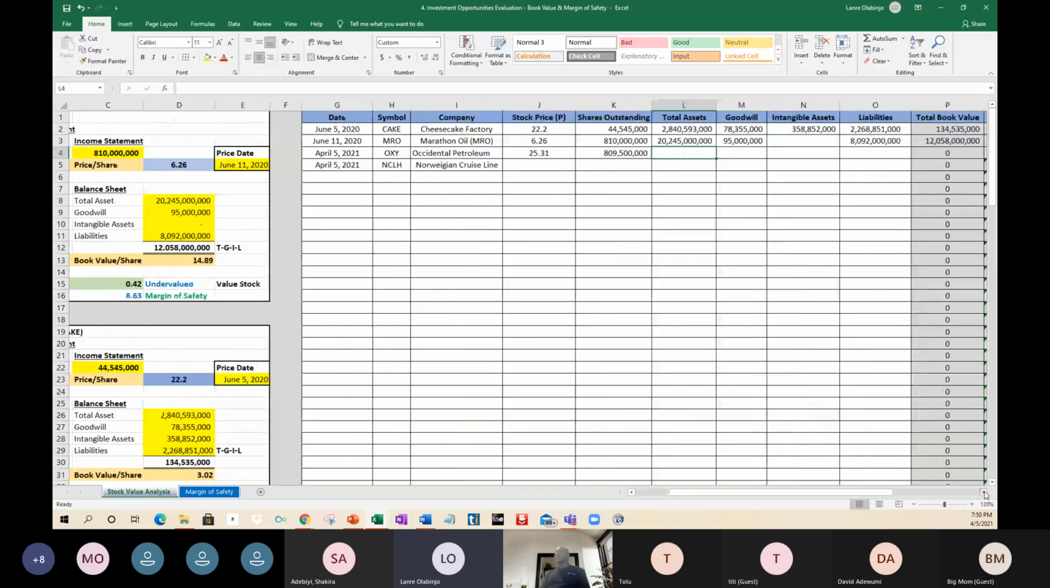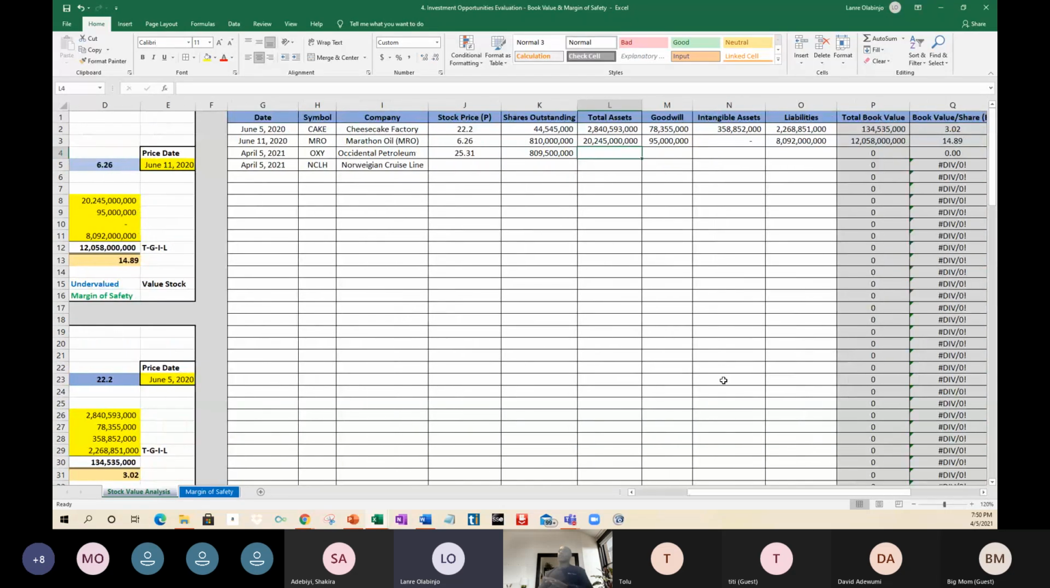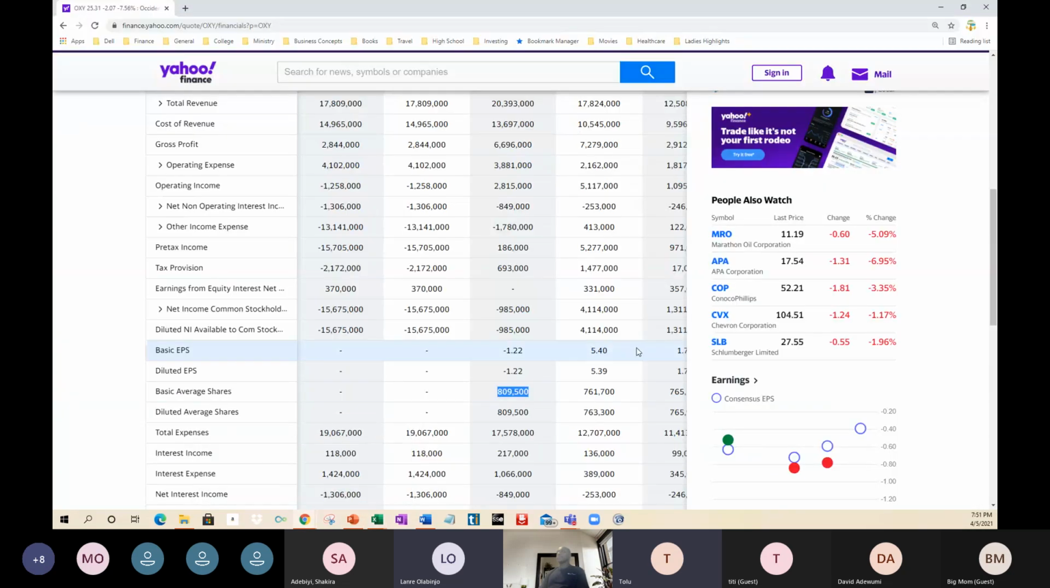All right, total assets. We're going to spend time to look at those financial statements, starting from the next class. Yes, Tolu, go ahead. Thank you, sir. So could you kindly show the screen for Oxy? Yeah. So I wanted to ask, what's the difference between basic average shares and diluted average shares? Good question. Very good question.